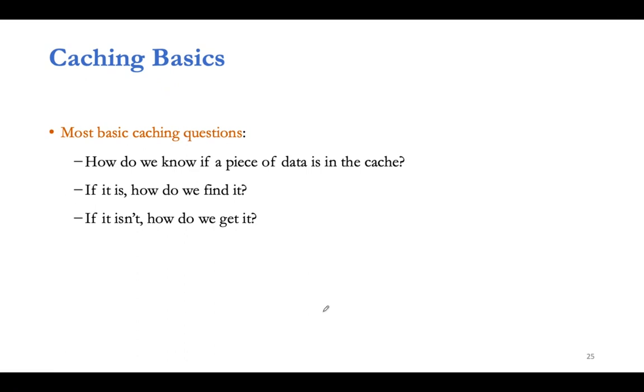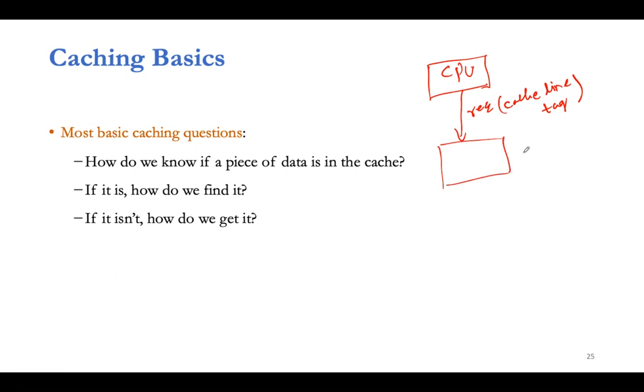As we know, whenever the CPU requests data, it sends the requested data address. That address, in terms of the cache, is the cache line address or cache line tag. The request goes to the cache first. As we have seen in our previous lecture videos, the cache consists of frames, like frame 1, frame 2, frame 3.